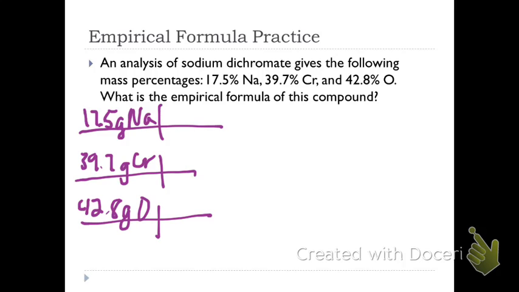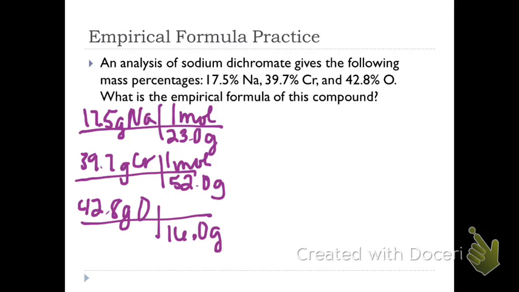Now to do that you need their molar masses, so you need to look at a periodic table. The molar mass of sodium happens to be 23.0 grams for every mole. Chromium happens to be 52.0 grams for every mole. And oxygen, okay, although oxygen is diatomic, keep in mind that in this case it's bonded to sodium and chromium. So do not use atomic mass. Use the singular mass, which is 16.0 grams of oxygen for every mole. No diatomics, not when you do empirical and molecular.